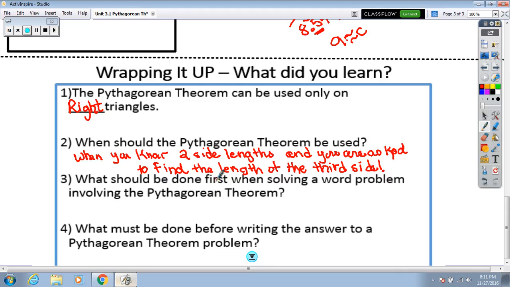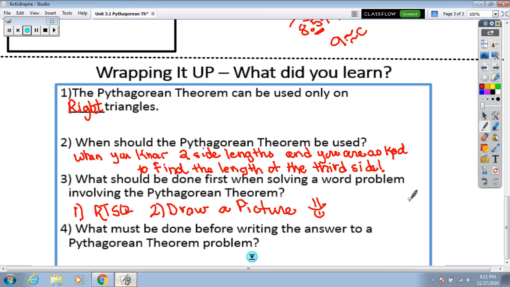Alright, what should be done first when solving a word problem involving the Pythagorean theorem? Well, there's 2 possible answers. The first one would be our step 1, which is RTSQ, read the stupid question. Another one that you may have put is to draw a picture. Both of these are equally important, and I would accept either one of these as your answer. If you don't read the problem, you can't draw the picture, so they kind of go together.